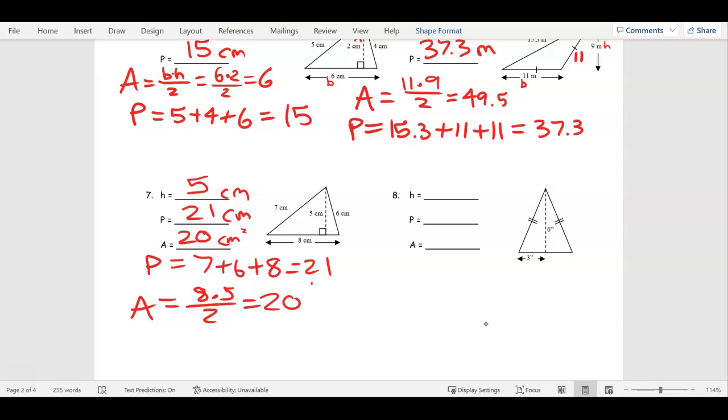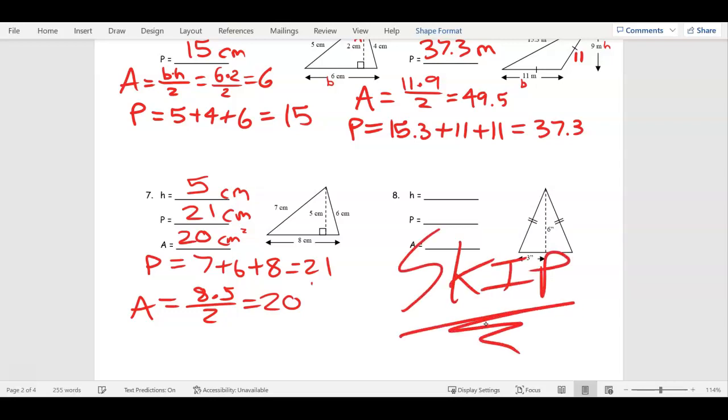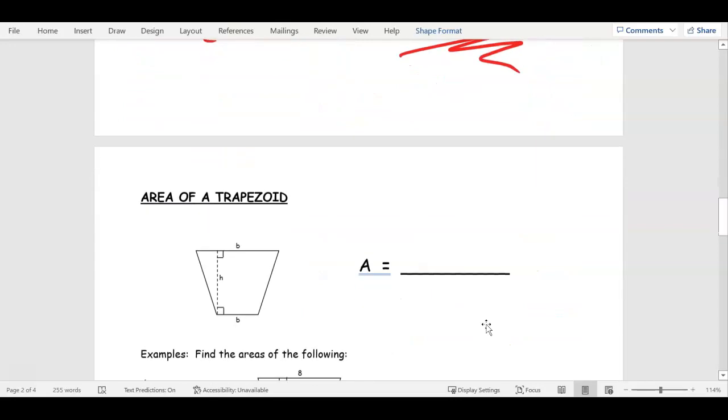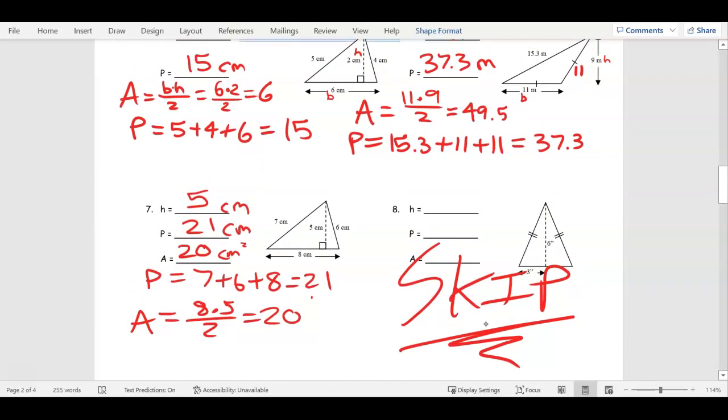We're going to skip number 8 for now, okay? And then we can go to talk about the next one, which on the next page, trapezoids, okay? All right, does everyone have this down? Okay.